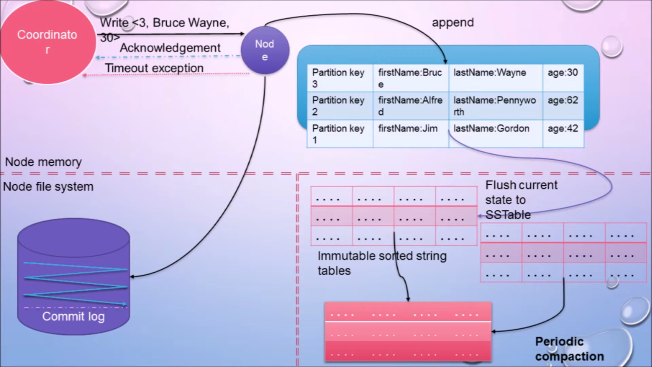If the node goes down and the mem table gets destroyed, it can restore the state from the commit log. And then the client gets an acknowledgement, and that's it. The client doesn't worry about anything anymore. Or you can get a timeout exception, obviously.